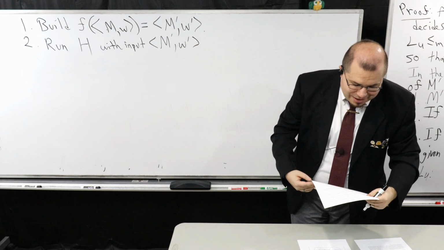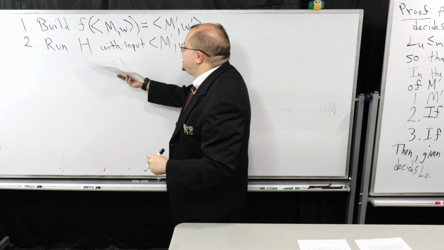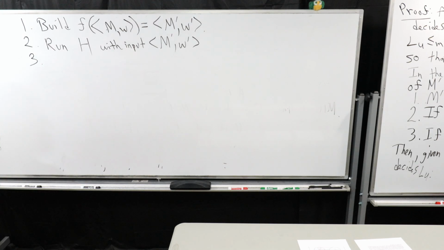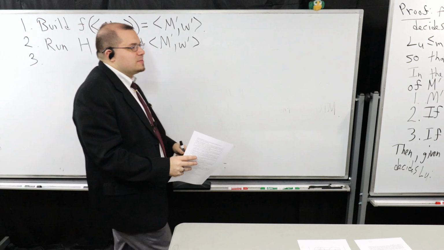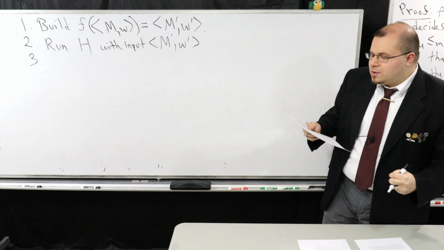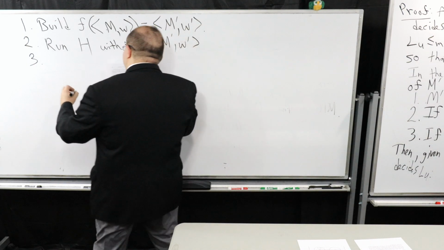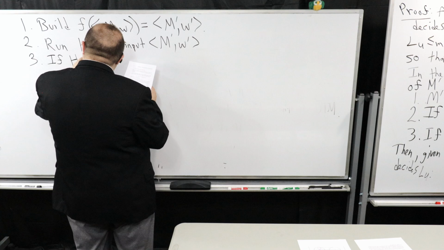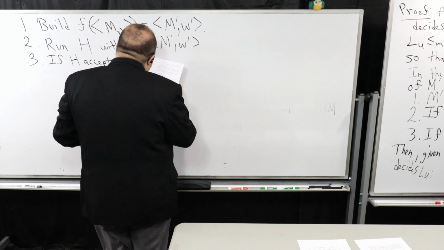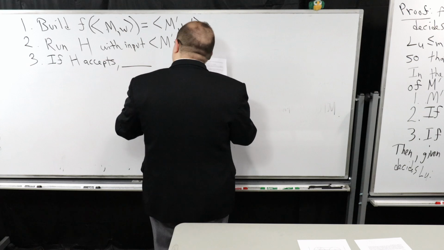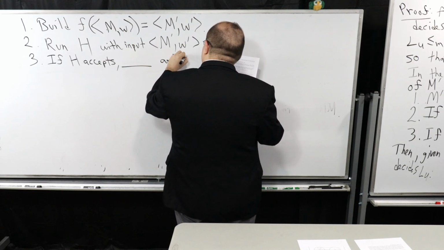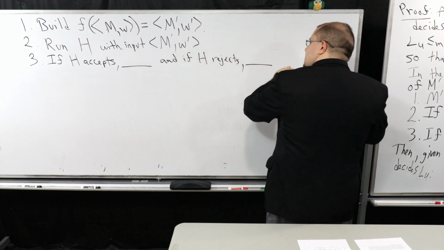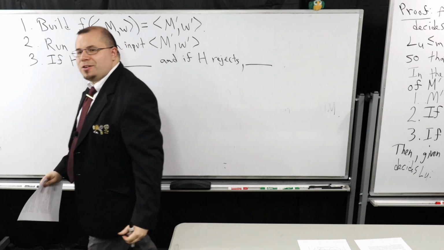So now here's the fun question. What should I do with the outcome of this? Because remember, H is a decider, so you know it's always going to halt. It's going to say accept or reject. What should this decider say? Somebody tell me. So if H accepts, what should happen? So if H accepts, and then I'll say and if H rejects, what should I write in those two blanks?